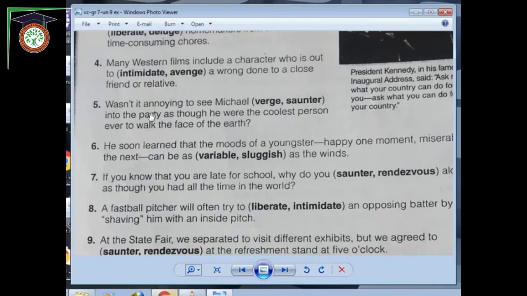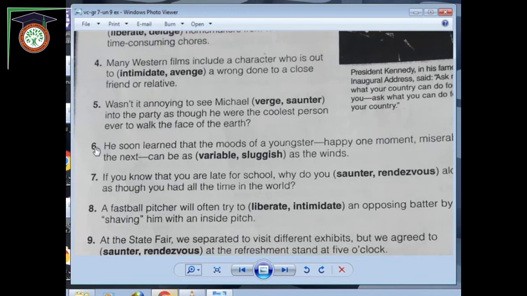He walked. This is some kind of walking. Michael walked the face of the earth. So wasn't it annoying to see Michael what? Annoying and walk. So something of walking, but it's annoying. What is this? Is it verge? No. It is what? Saunter. Yes, saunter. It is a kind of walking, but in a leisurely, relaxed way, or a very slow, sluggish way. Alright, the answer is saunter.